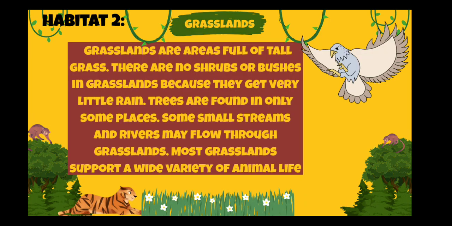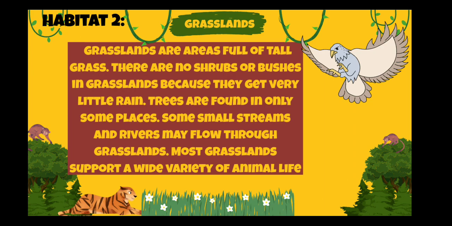Now we come to the second type of habitat, which is grasslands. Grasslands are areas full of tall grass. There are no shrubs, no bushes. These things do not grow there because they get very little rain. Plants, shrubs and bushes need water to grow. But here there is very little rainfall, and therefore they cannot grow.